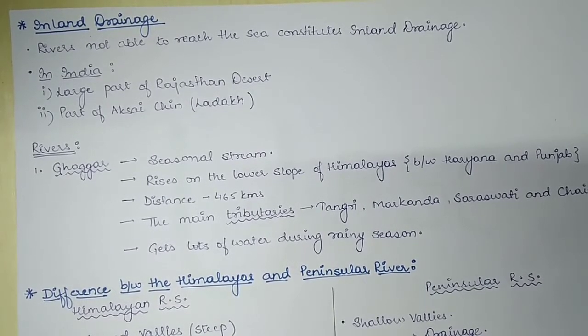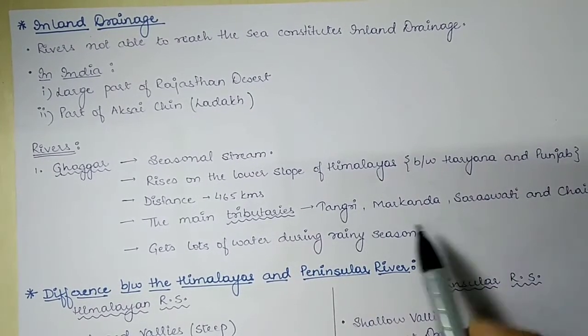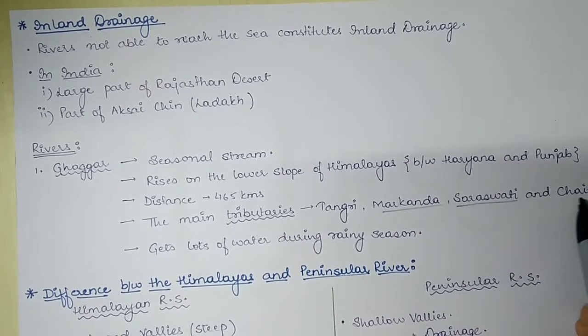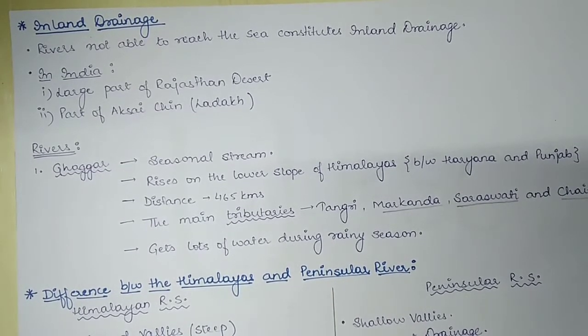The main tributaries of this Ghaggar River are Tangri, then we have Markanda, then we have Saraswati River and Chaitanya River. Okay, so these are the main tributaries. Now, this river, as it is a seasonal river, it gets lots of water during the rainy season, and its bed becomes 10 kilometers wider. Okay, so we have a 10 kilometers wider bed at places.